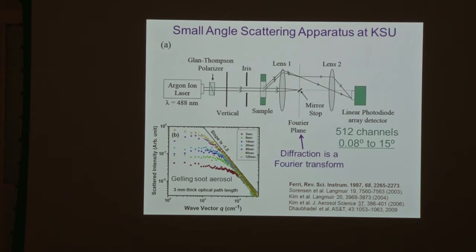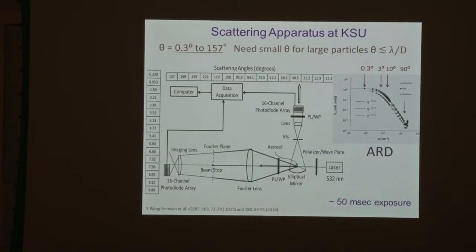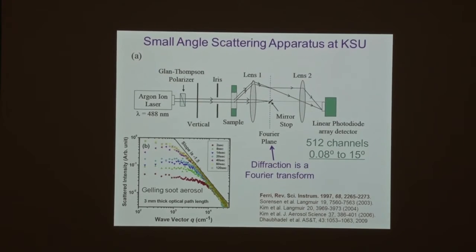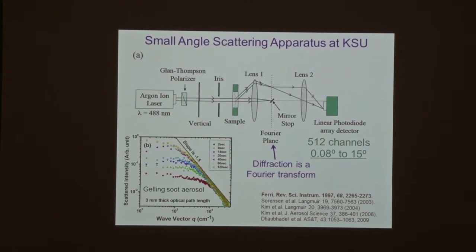So finally, if you want, I've got 2 slides on scattering. This is our small angle scattering apparatus that we've been using for at least 10 years now. This is the apparatus that we used. You can see the '03s and '04s, Kim et al., Dabadell, when we studied superaggregate formation. We needed the very small angles. We had a key ray diagram here.